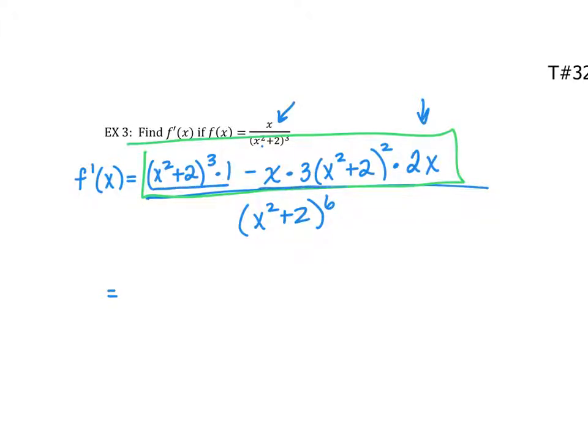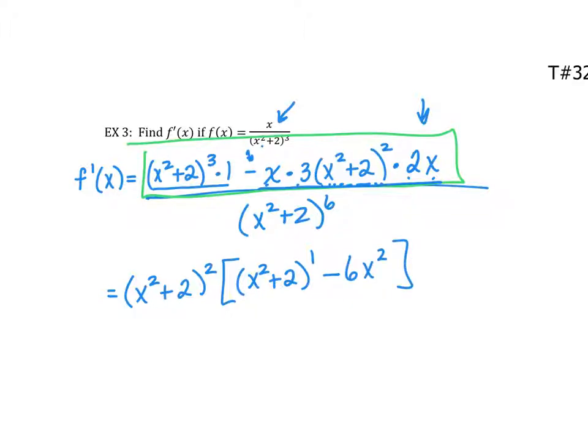You have this and all of this. The only thing I could pull out is an x squared plus 2 squared. Now what would be left? Well, this first one, this times 1 is not even doing anything. So I would have an x squared plus 2 to the first power minus, because I have a negative right here. Now this guy I've pulled out, all of this other stuff would be remaining. What really is there? I can just multiply it out now. 6x squared. Now I still have over x squared plus 2 to the 6th.